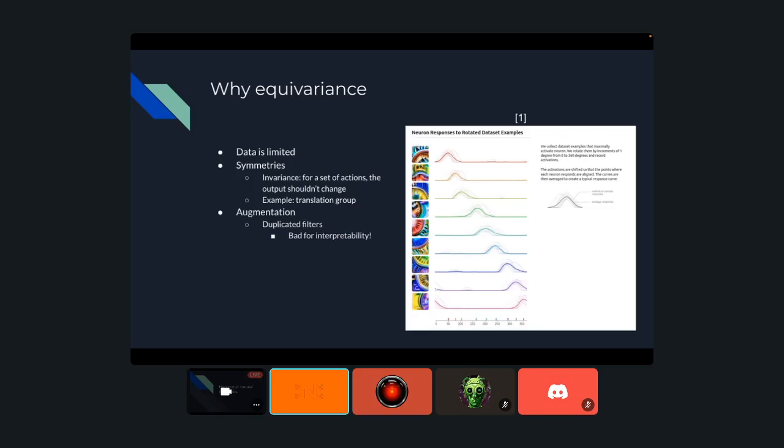And there's a whole paper about this, which would not have been necessary if you had some way to make the network respond equally to all images that are rotated copies of each other, without it learning to do it on its own. So with equivariance, it's easier to do interpretability. You get fewer filters.